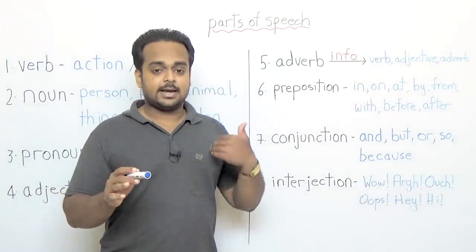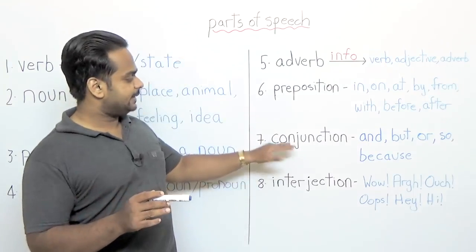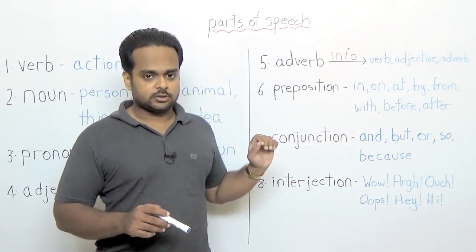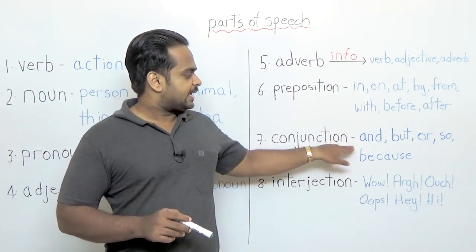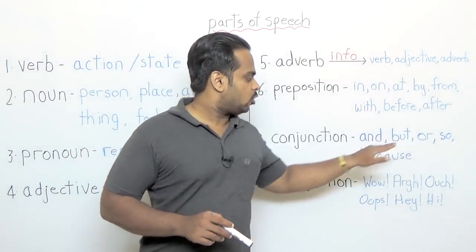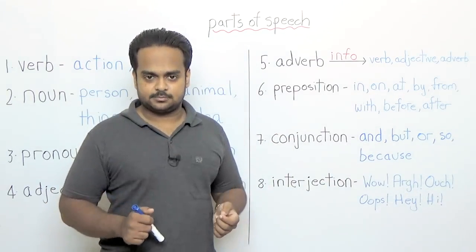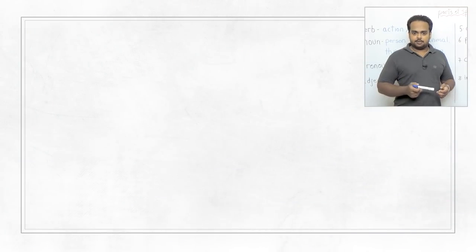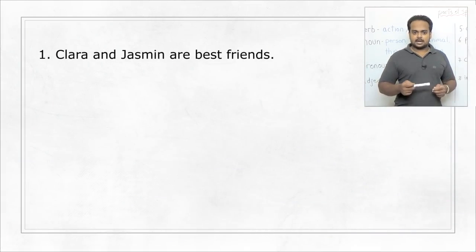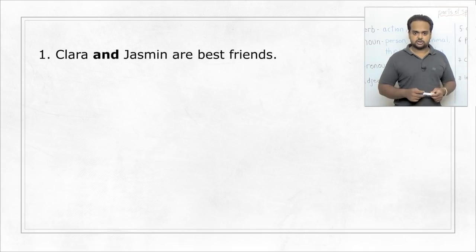Now, students sometimes confuse prepositions with conjunctions, but these are very different. Conjunctions are words like and, but, or, so, and because, and they help to connect ideas. For example, in the sentence, Clara and Jasmine are best friends, can you say which the conjunction is? The conjunction is and it helps to connect Clara and Jasmine, both of which are nouns.